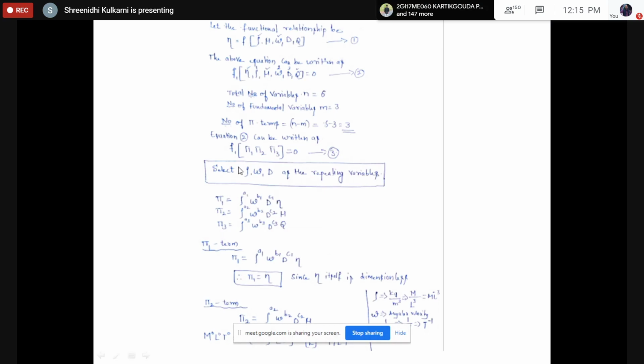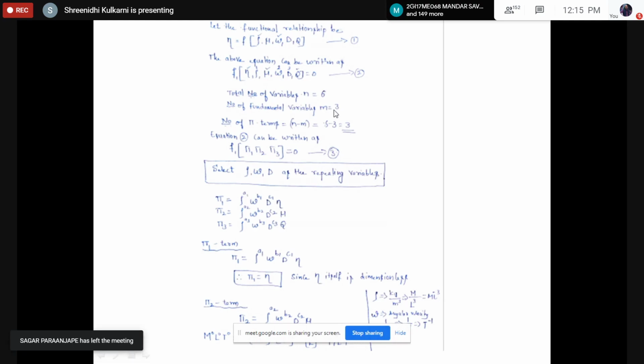That's why, whatever fundamental variables we see, in turbo machines or any fluid mechanics it is always 3 only. But while dealing with any heat transfer, the fundamental variables are 4, because we are dealing with temperature. That's why in fluid machinery or fluid mechanics, m is equal to 3.